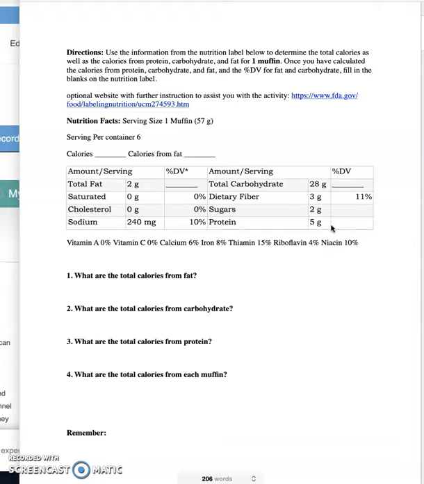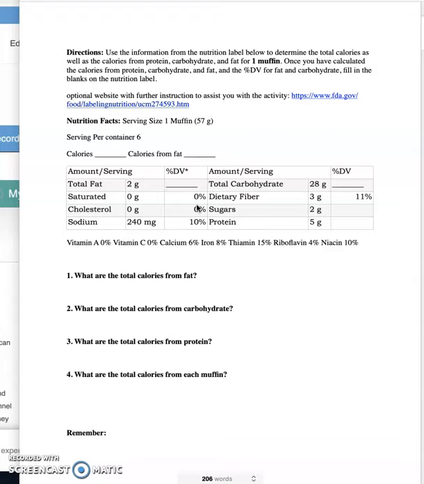What you see on my screen right now is the assignment, once you go into the assignment drop-down box in D2L. So this is the first one for week one. It says use the information from the nutrition label below, so this would be considered the nutrition label, to determine the total calories as well as calories from protein, fat, and carbohydrate for one muffin. Once you have calculated these, then you're going to fill in the blanks on this nutrition label.